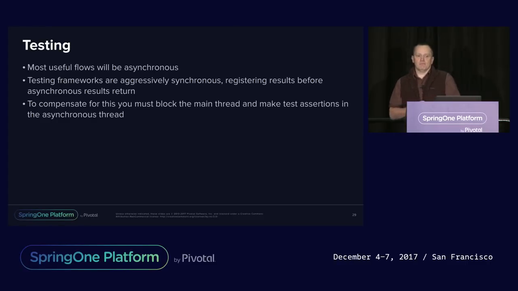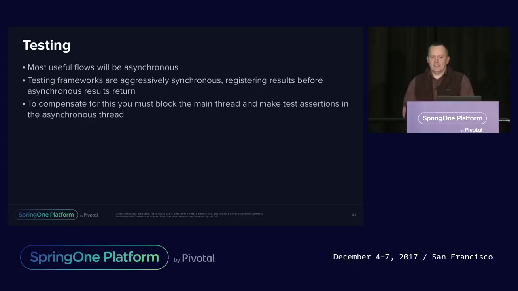Testing. So as it says there, most useful flows will be asynchronous. That's the reason that you're using reactive. But because of the nature of the way they operate, testing frameworks tend to be aggressively synchronous. They want to get the results as soon as they can so they can report success or failure.